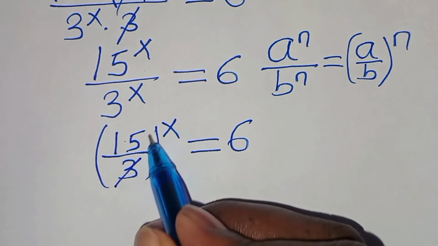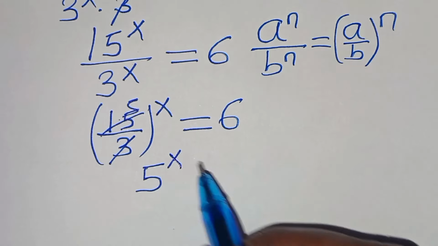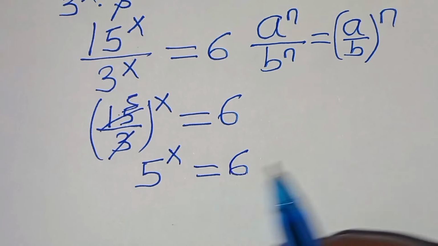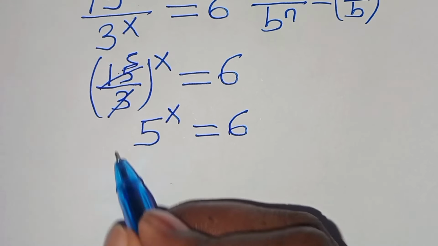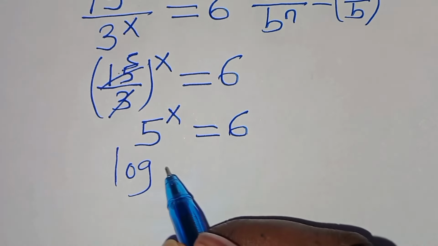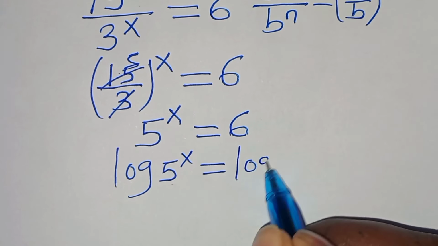15 divided by 3, this is equal to 5. So we have 5 to the power of x. This is equal to 6. To solve for x here, we introduce logarithm on both sides. We have log 5 to the power of x. This is equal to log 6.